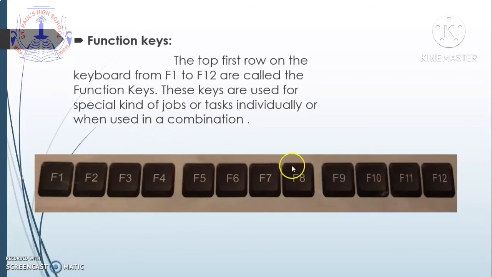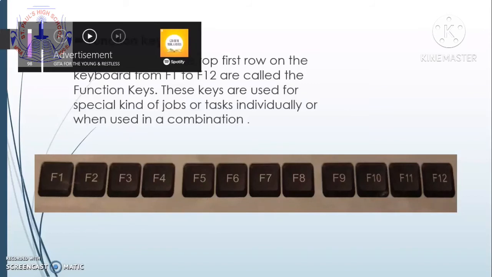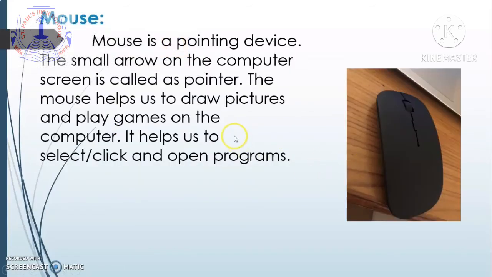Now these keys have special functions to do. What does F1 do? F1 is to increase the volume of the computer. F2 is to decrease the volume of the computer. There are different kinds of jobs which are done by function keys.